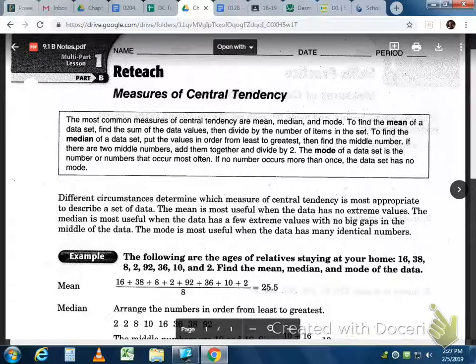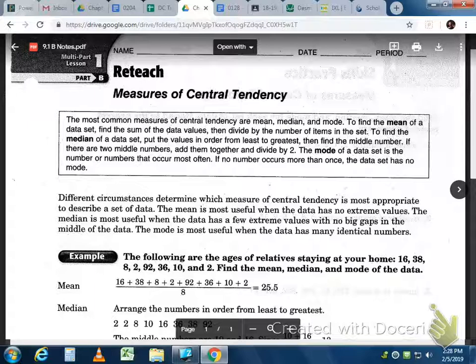To find the mean of a list of numbers, you add them all up and divide by the number of numbers in the list. The median is the middle value, like the median is the middle of the highway. You have to put the numbers in order from least to greatest and pick out the middle one. If there's an even number of numbers, there are two in the middle, so you take the two in the middle, add them up, and divide by 2.